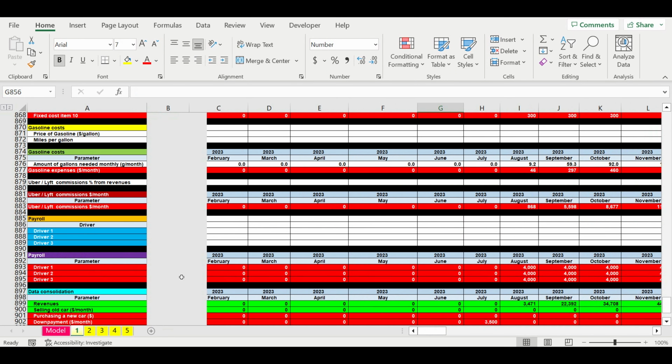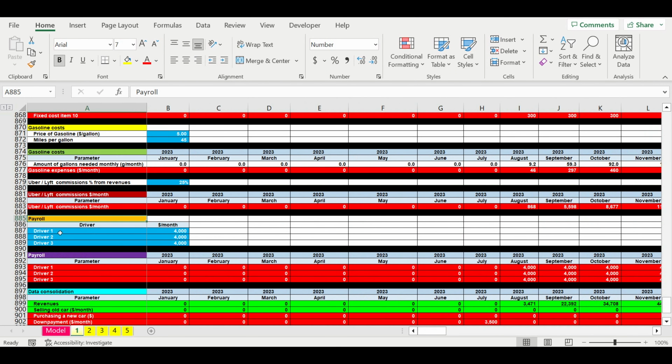Then we start talking about payroll for this car. We assume that we may have up to 3 drivers, and here are their salaries.